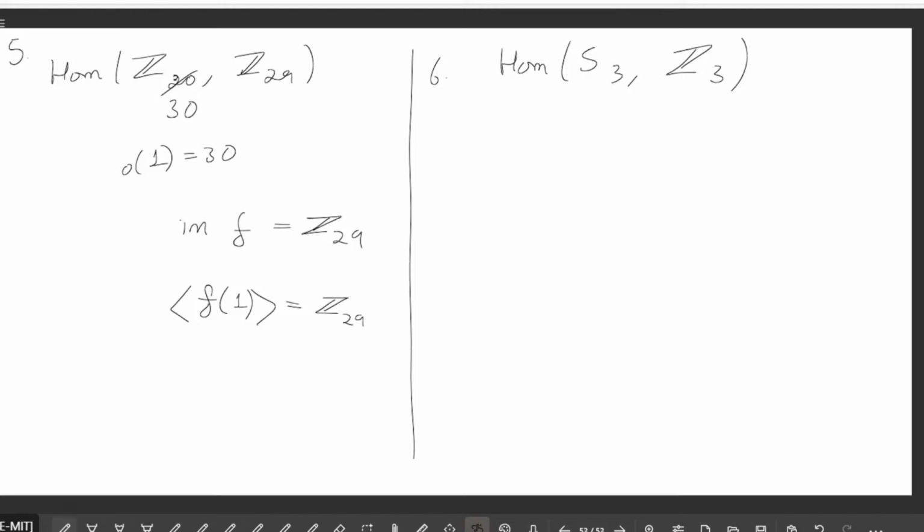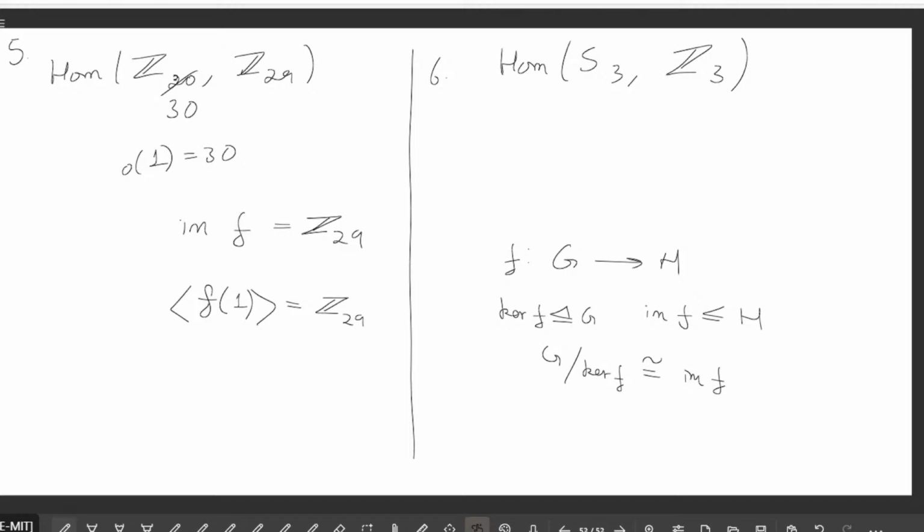What is the form of homomorphisms from S3 to Z3? The more general thing you can think about is that any homomorphism from G to H has a kernel, correct? So one thing is the image. The image of F needs to be a subgroup of H. The kernel of F needs to be a normal subgroup of G. Also, G modulo the kernel of F needs to be isomorphic to the image.